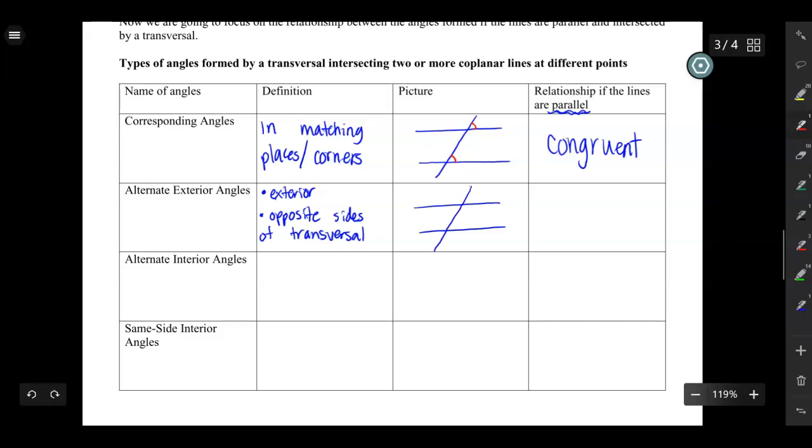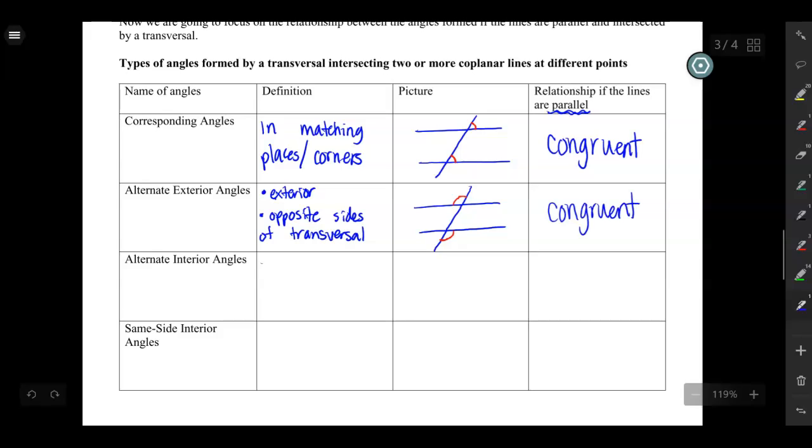So first I need to be on the exterior. The exterior is anywhere above or below the parallel lines. So let's just say I'm looking at this exterior angle. Then the alternate exterior angle would be this angle down here. It's on the outside and it's on the opposite side of the transversal. The cool thing about alternate exterior angles is that they are congruent.